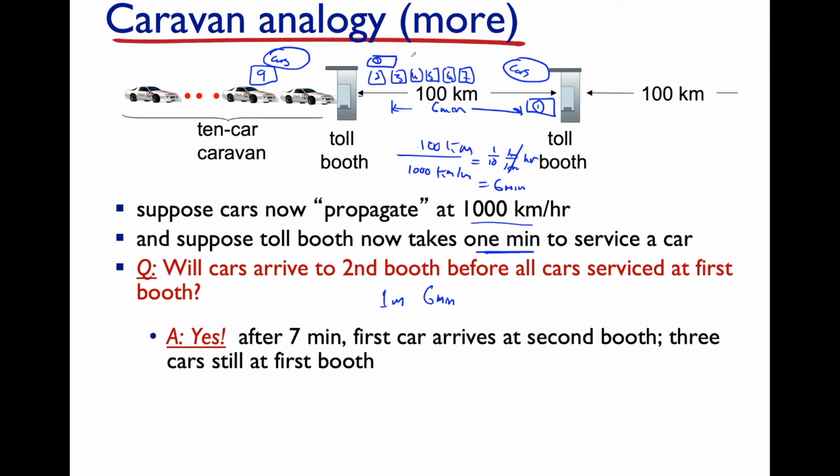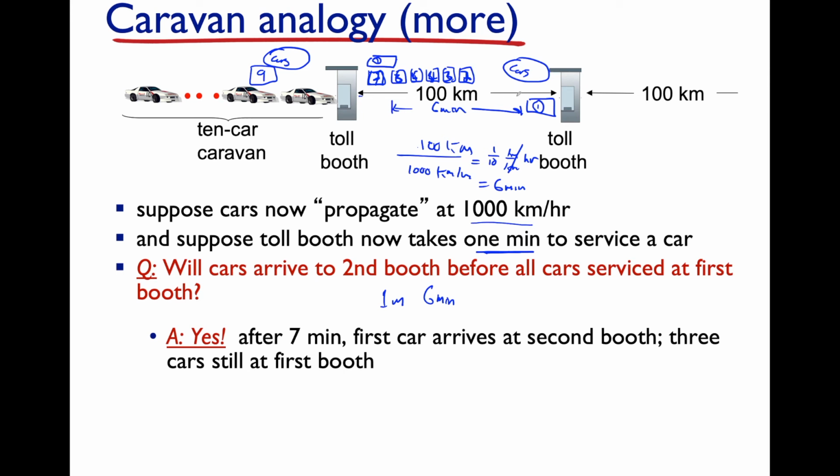Now, in reality, that's not the order. The order is 2, 3, 4, 5, 6, 7. And so the moment the first car is at the second toll booth, car number 7 has just been transmitted. Car number 6 has propagated for a minute. Car number 5 has propagated for 2 minutes. 4 has propagated for 3. 3 has propagated for 4. 2 has propagated for 5 minutes, right?